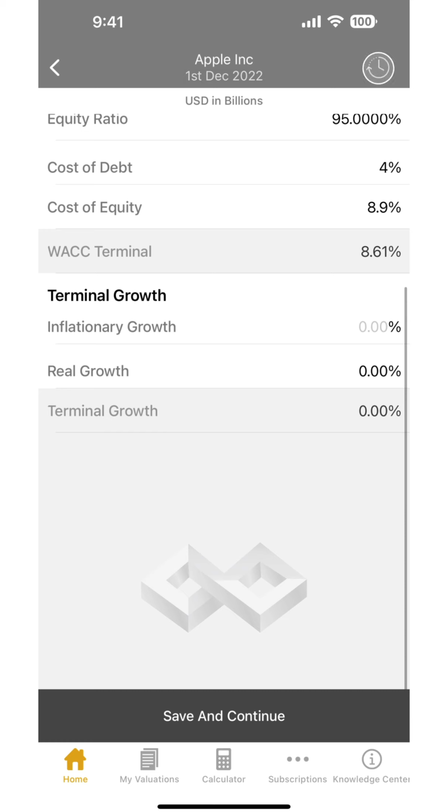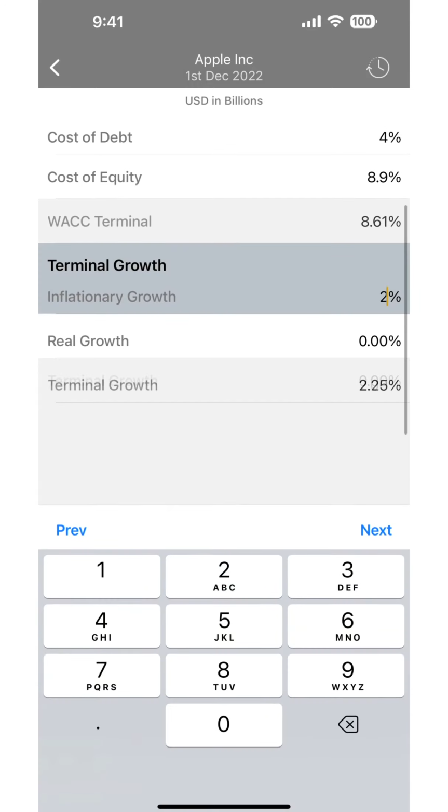The user may click the history icon to check the history and CAGR of inflation for the currency for up to 30 years, and also refer to the inflation entered during the terminal period. Here, we assume Apple has pricing power, and hence the inflationary growth is taken at 2%, which is as per the expectations entered during the terminal period.